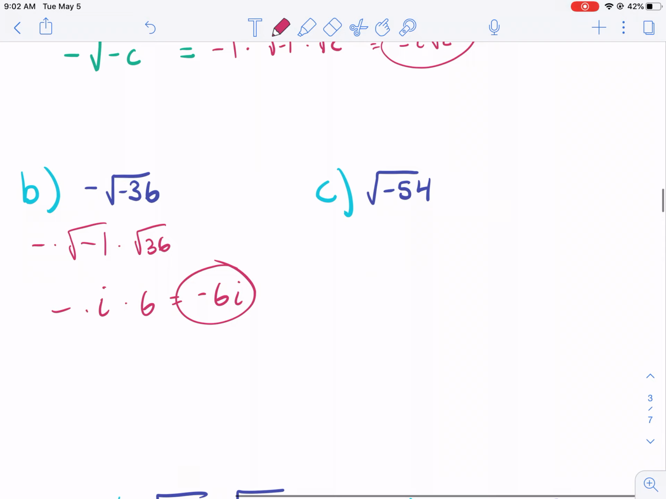This one's a little bit more complicated, but nothing too bad. There's just an additional step, which we've learned before, using the factor tree method. This is equal to the square root of -1 times the square root of 54, which is equal to i times the square root of 54. Now, we need to simplify the square root of 54 here. For the square root of 54, we need to use the factor tree.